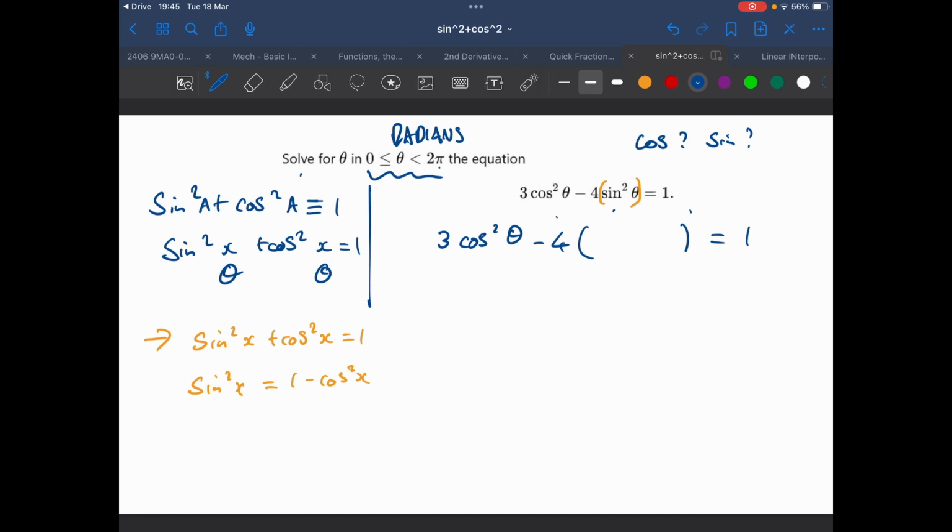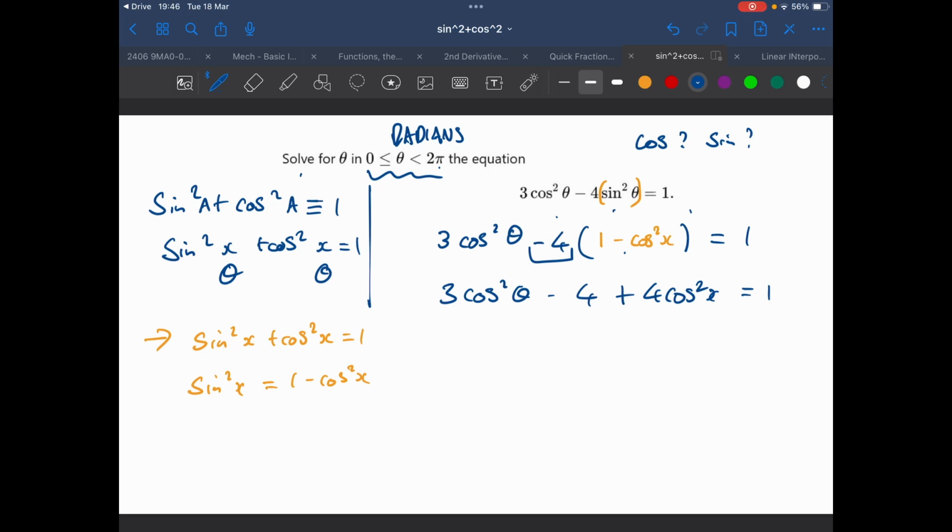And I'm leaving the bracket there, ready to substitute in my result. So I'm going to substitute in my result now. So 1 minus cos squared x. We multiply everything out. Minus 4, please be careful here. Think of this minus 4 as being the term in front of the bracket. So there'll be a double negative. Watch out for that. So plus 4 cos squared x equals 1.